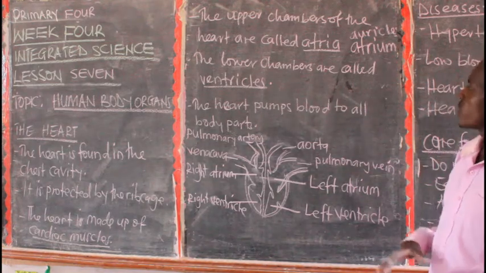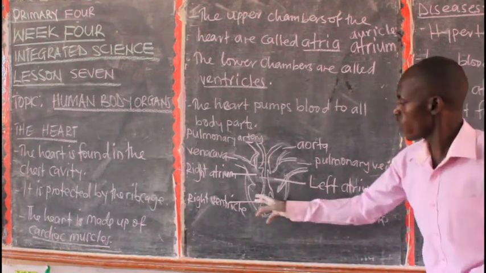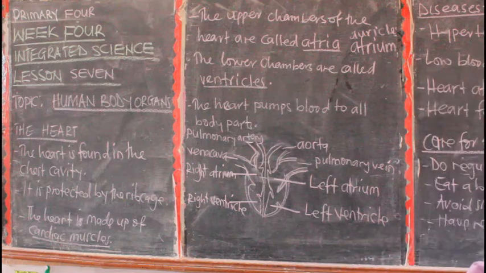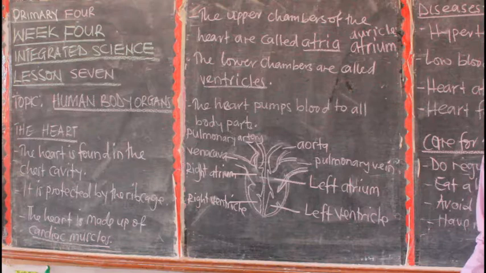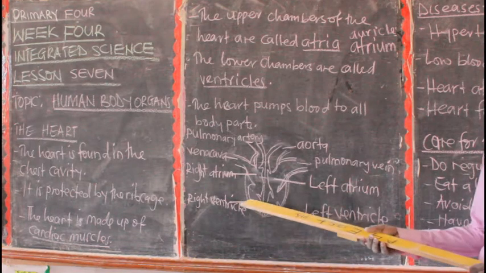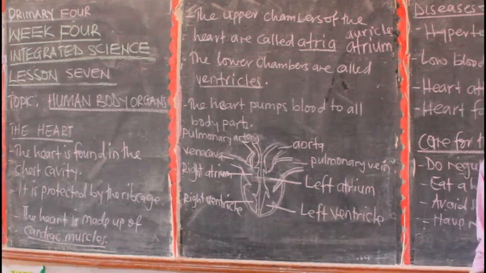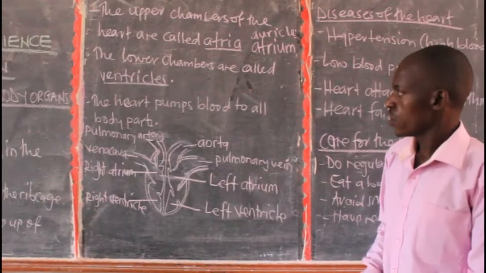Then we have the lower chambers. The lower chambers are called ventricles. So these are our ventricles. Those are the lower chambers of the heart.